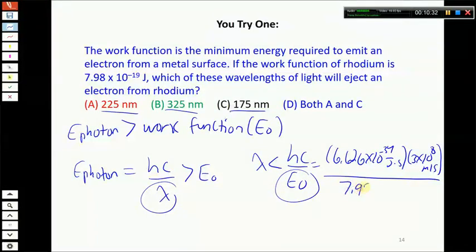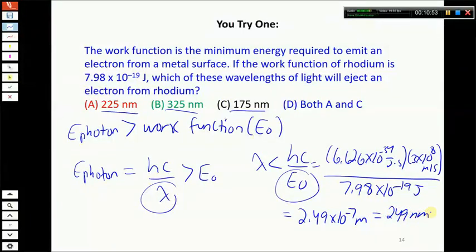All these are given to us. We don't have to calculate any of these. We just have to solve for wavelength now. So what we get is 2.49 times 10 to the minus 7 meters. And then if we multiply by 10 to the 9th to convert that back to nanometers, because all of our answers are in nanometers, we get 249 nanometers.